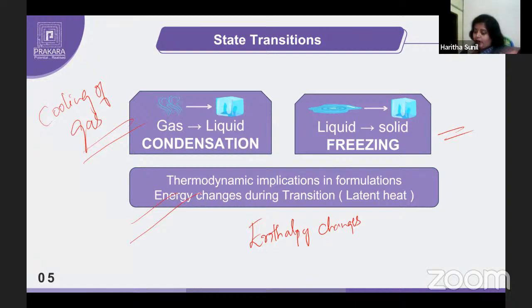Coming to enthalpy change, it is the energy required to overcome the intermolecular forces during state transitions. For example, in endothermic processes, we have melting and vaporization. Endothermic means heat absorbing, so it has to absorb heat, and only then does it undergo melting and vaporization. In exothermic processes, which liberate heat, we have the examples of freezing as well as condensation. These state transitions also have a role in drug stability.